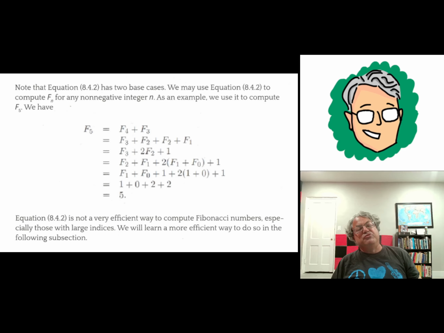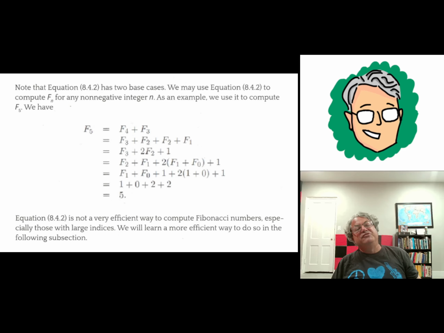F sub 4 is f sub 3 plus f sub 2. So f sub 3 is f sub 2 plus f sub 1. And then we just keep simplifying the Fibonacci numbers until we get to a base case. So f sub 3 is f sub 2 plus f sub 1. I think I did a little simplification here. I just put the two f sub 2's together. So we get f sub 2 plus f sub 1 plus 2 times f sub 1 plus f sub 0 plus 1.